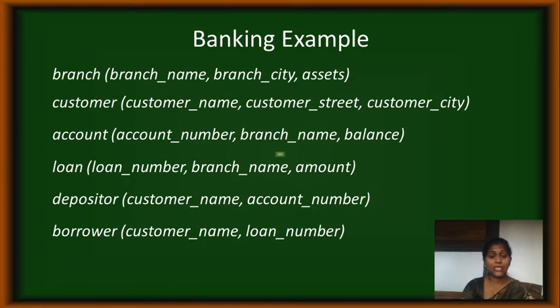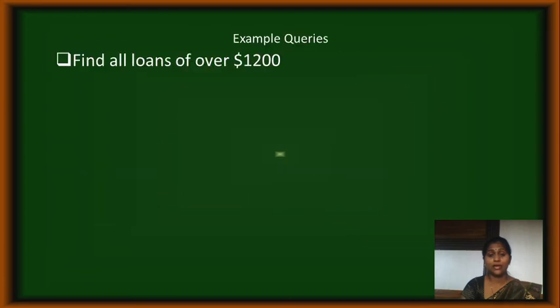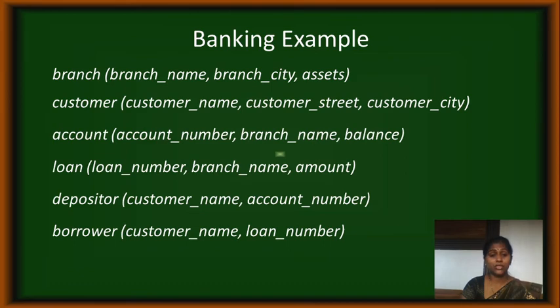Here are some examples we have. It's an example of a bank. The bank consists of branch details: branch name, branch city, assets, customer name, customer street, customer city, account number, branch name, balance and all, loan section, depositor. These are the tables we have. Then the first query says find all the loans of over 1200. Then what must it be, the loan table, right?